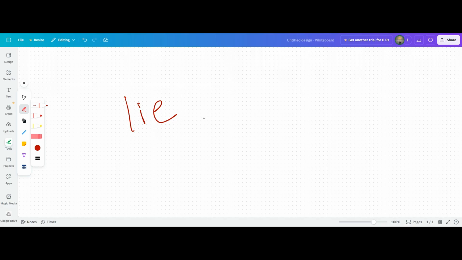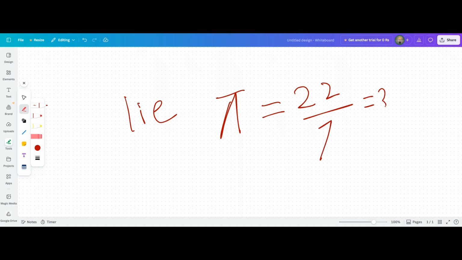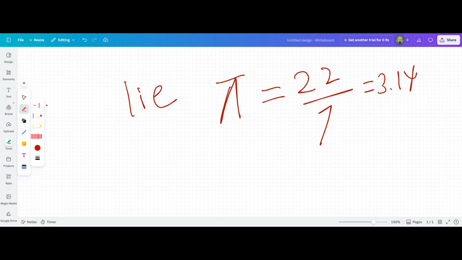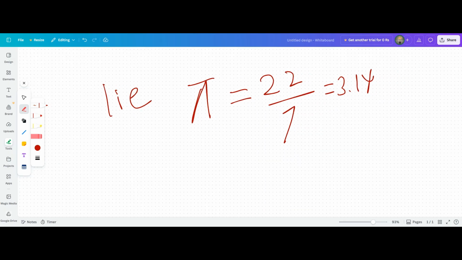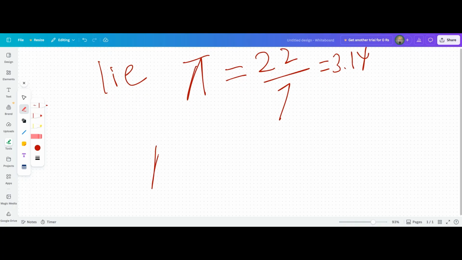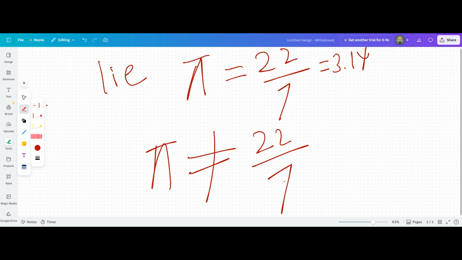So, in school we learned that pi is equal to 22 by 7, and we write it as 3.14. But the truth is, pi is not equal to 22 by 7. Many of us don't know this.